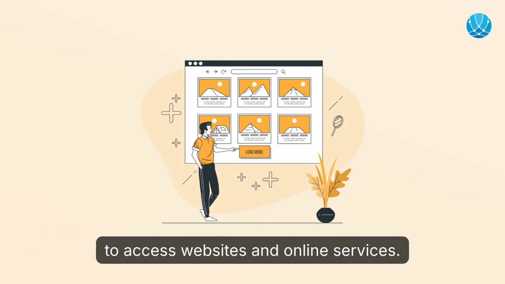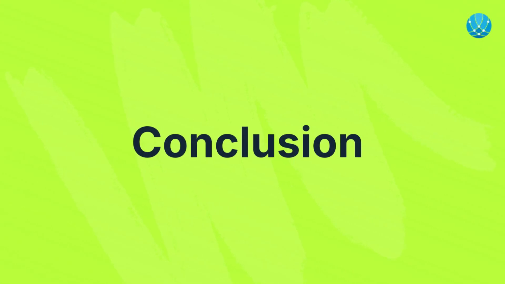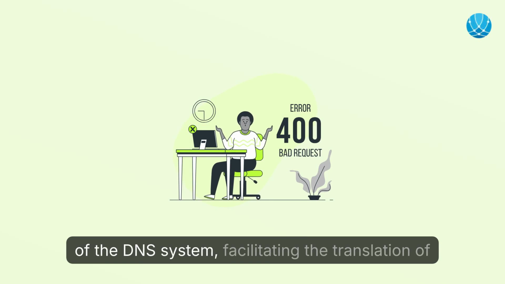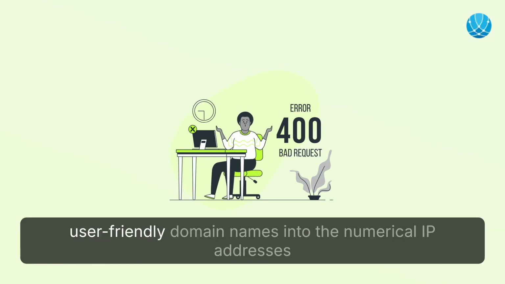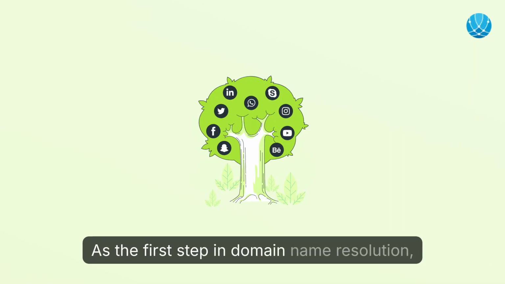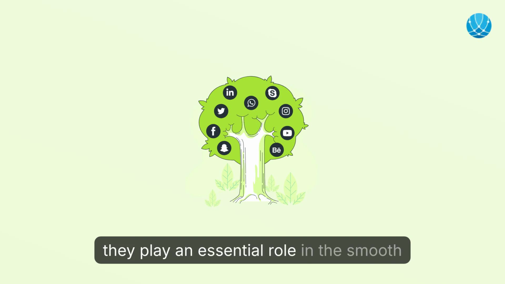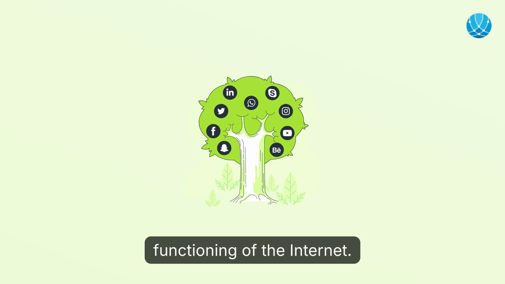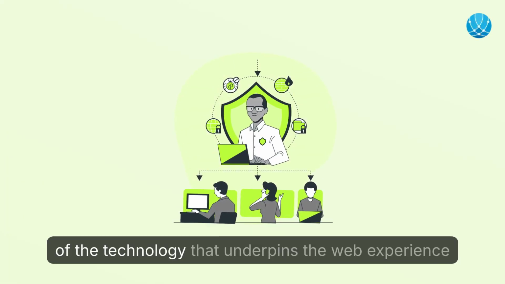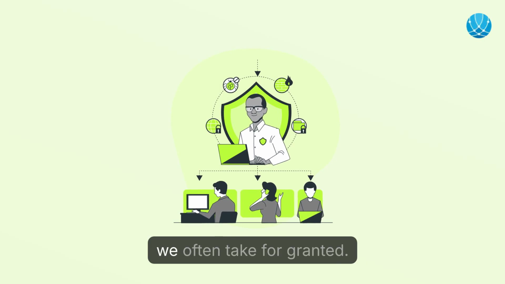Conclusion. In summary, DNS root servers are the backbone of the DNS system, facilitating the translation of user-friendly domain names into the numerical IP addresses understood by computers. As the first step in domain name resolution, they play an essential role in the smooth functioning of the internet. Understanding how these servers work enriches our appreciation of the technology that underpins the web experience we often take for granted.